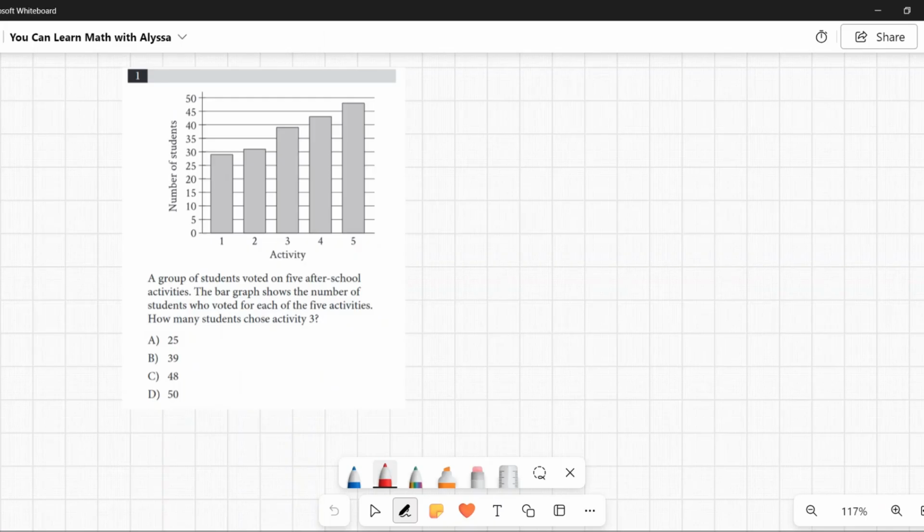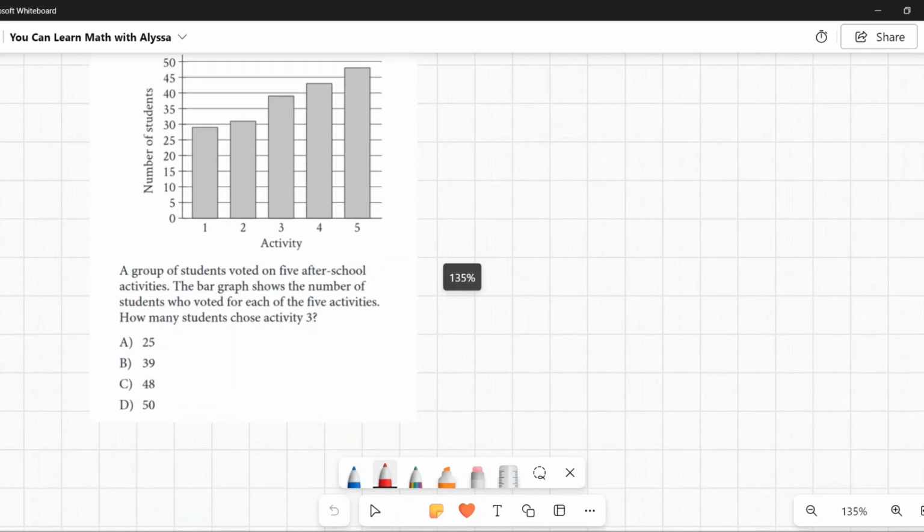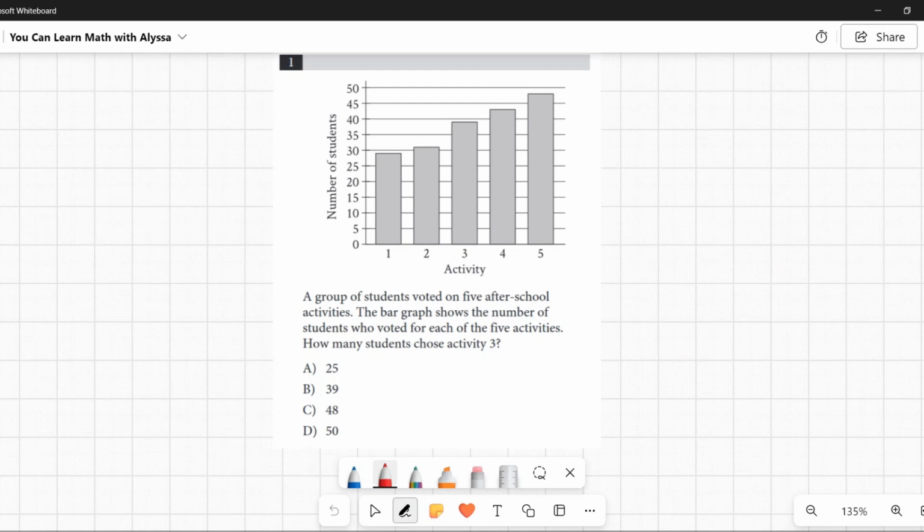Number 1, a group of students voted on 5 after-school activities. The bar graph shows the number of students who voted for each of the 5 activities. How many students chose activity 3? So you don't have to do any calculations on this one. You just have to show that you are able to read a bar graph. Now we're wanting to know how many students chose activity 3.